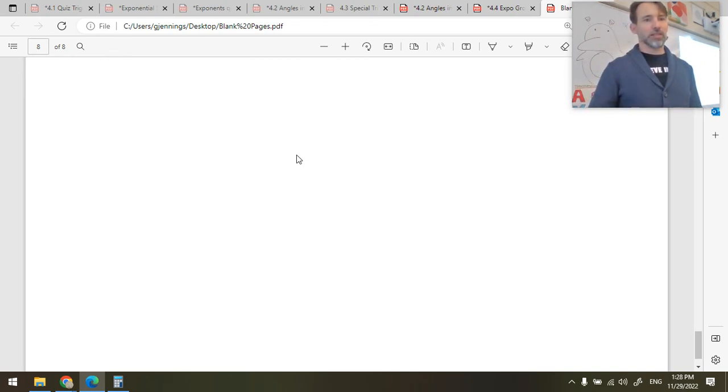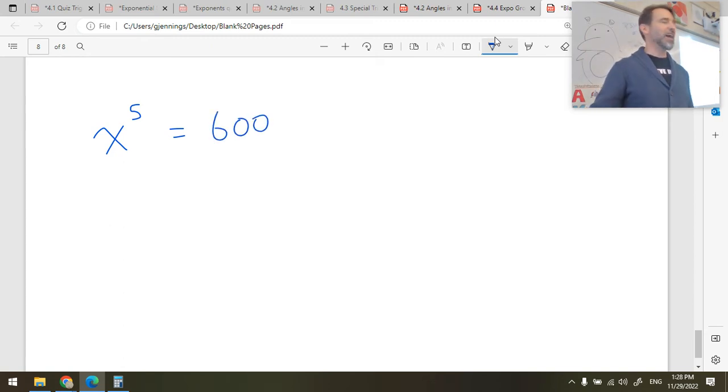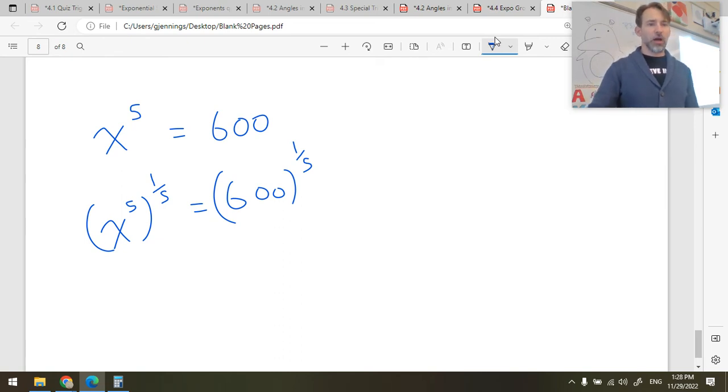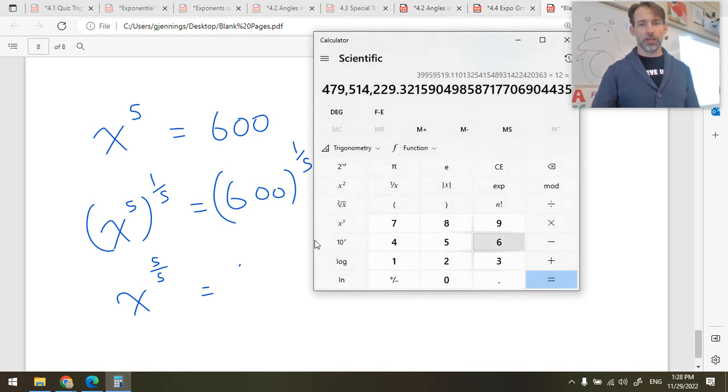If I have a problem like this, x, my favorite unknown, raised to the power 5 is equal to 600. What's x? Well, what I can do is raise both sides to the power 1 over 5, and then I will solve x. Here I use my power of a power laws, so I do x to the 5 times a fifth, so that's x to the 5 over 5 is equal to 600 to the 1/5. That I can work out.